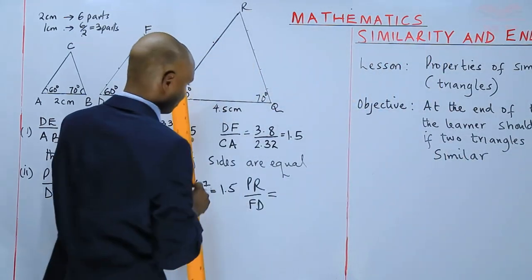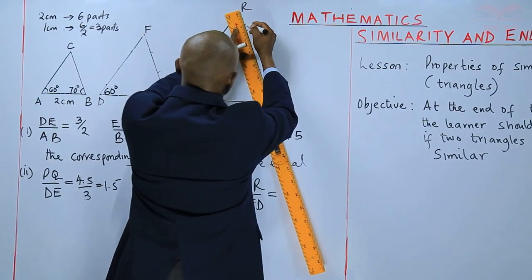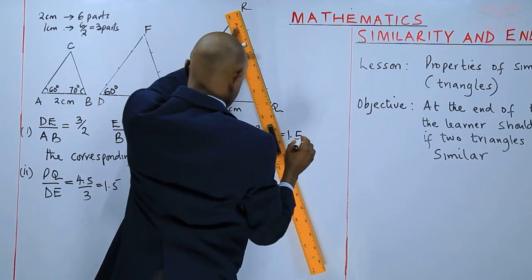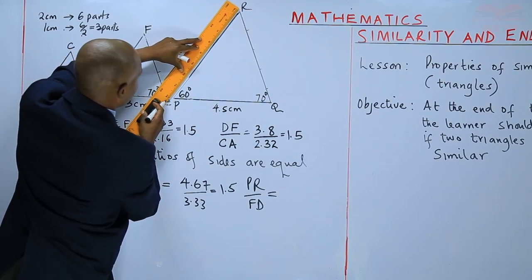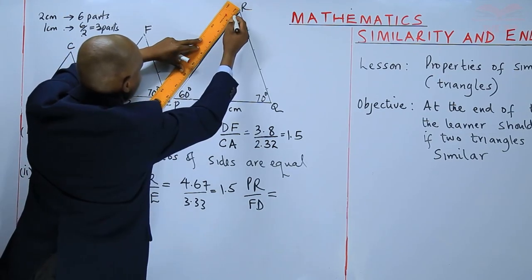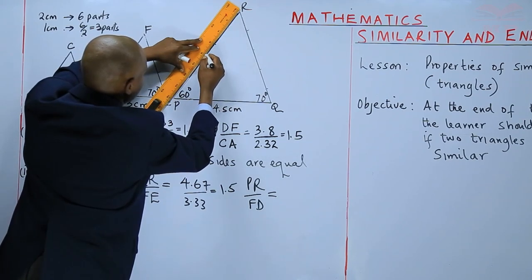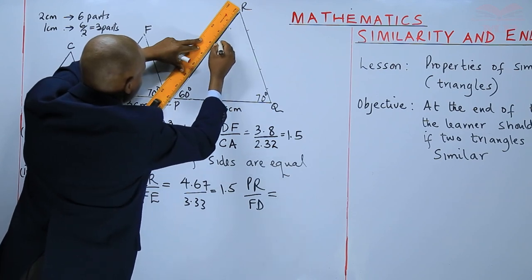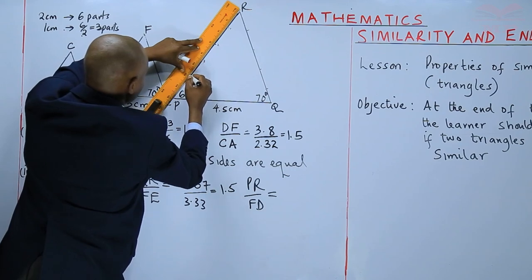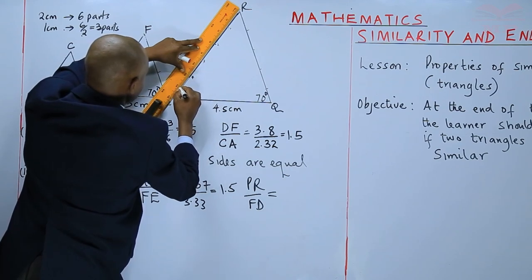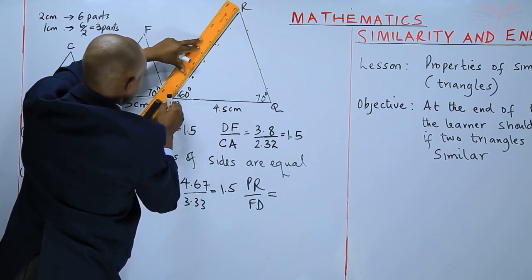So I'm comparing these to the third one. So I'll come to PR. PR is this one, sorry. Sorry for that. So 1 centimeter, 1 centimeter, 1 centimeter, 3 centimeters, 4 centimeters, 5 centimeters. Around 5.28.